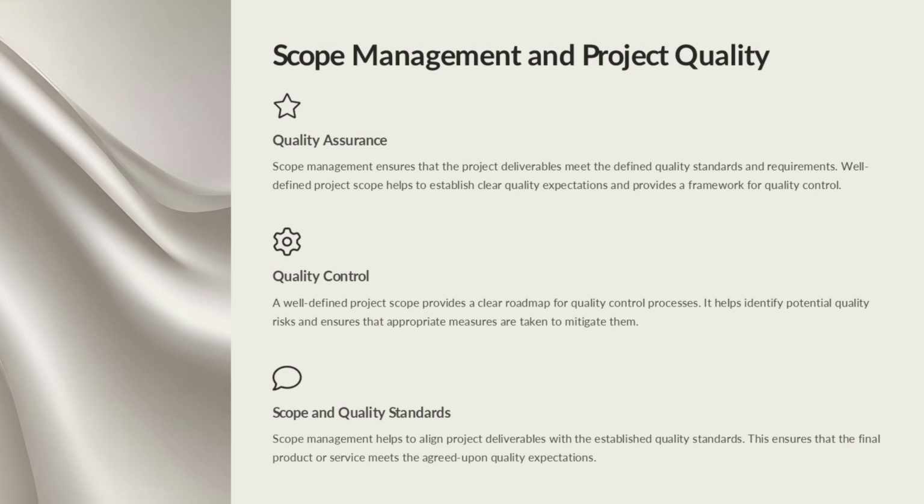Project scope management is critical for ensuring the quality of project deliverables. Clear scope definition helps establish quality expectations and provides a framework for quality control. Scope management aligns project outputs with defined quality standards, ensuring the final product meets agreed-upon quality requirements. Quality assurance processes are enabled by well-defined scope, helping to identify and mitigate potential quality risks. Effective scope management is a key enabler for achieving the desired quality outcomes for the project.